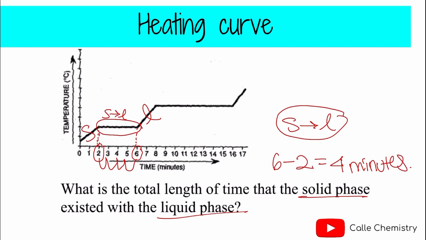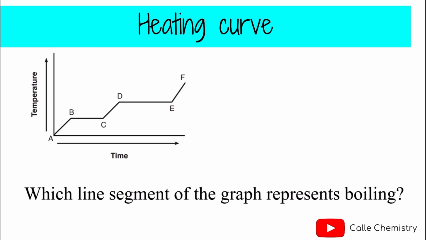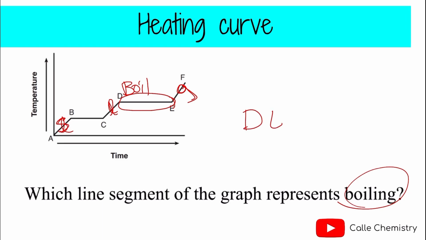All right, let's go to the next. Which line segment of the graph represents boiling? Okay, so here, once again, it should take me a couple of seconds to label these. So we got a solid, we got a liquid, and we got a gas. Which line segment represents boiling? Well, boiling is going to happen in between the liquid and the gas. So it'll be right here. So what line segment would that be? That would be D, E.